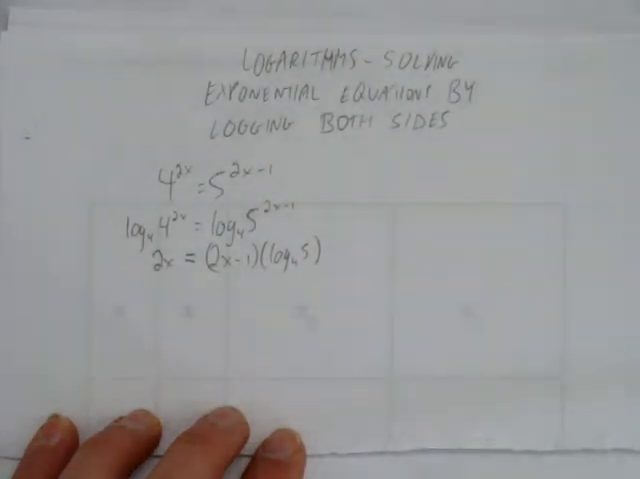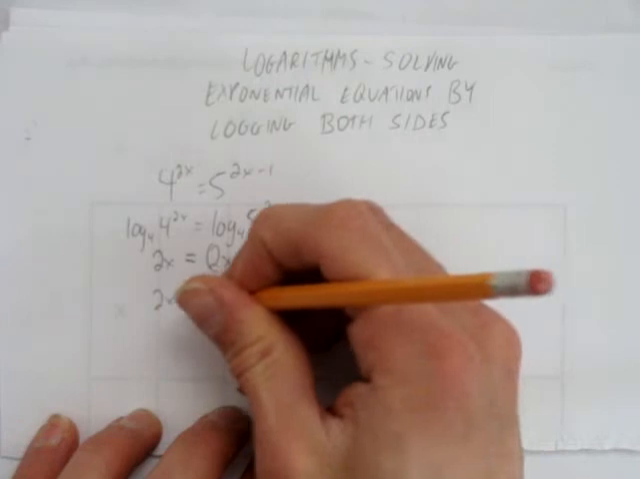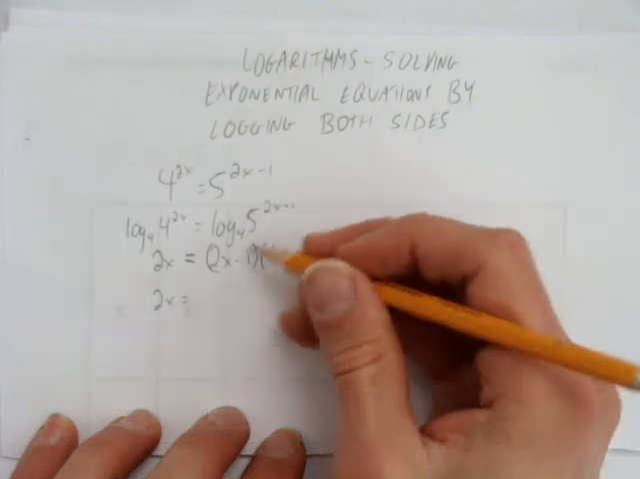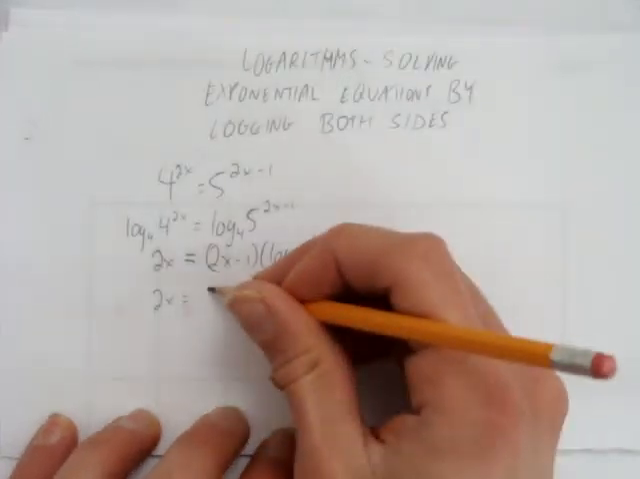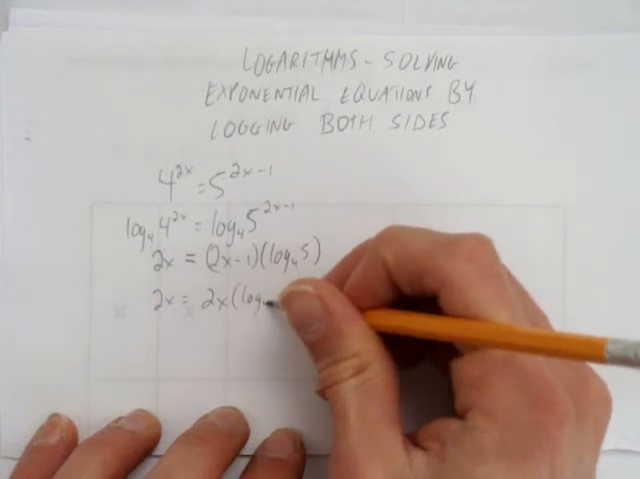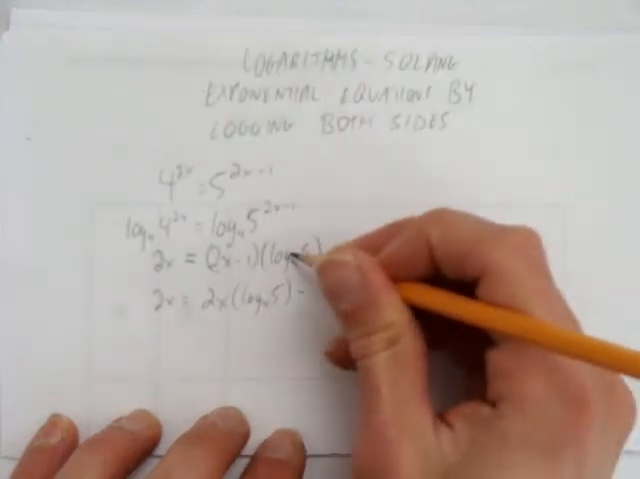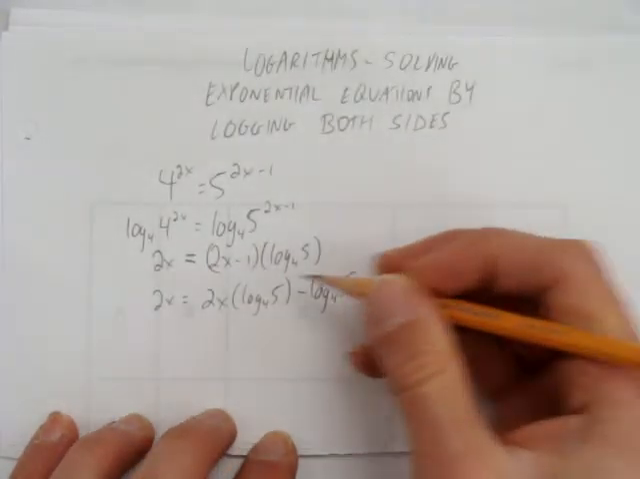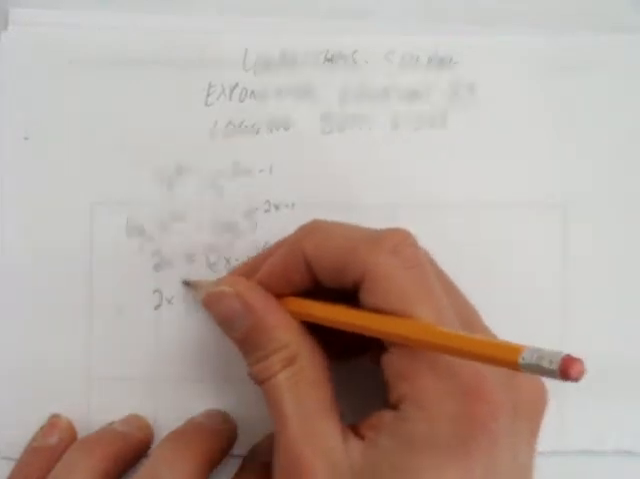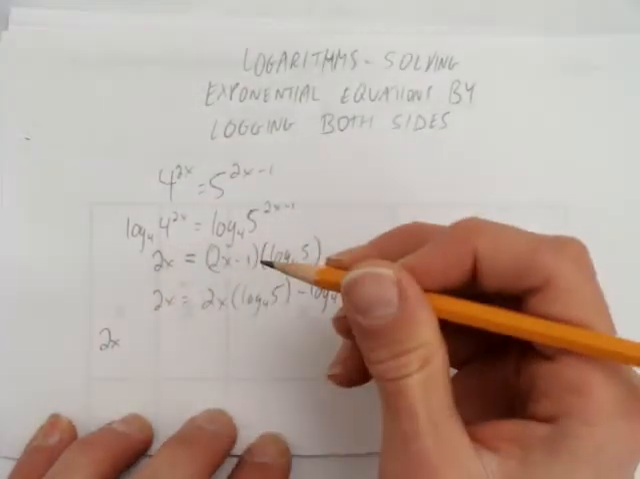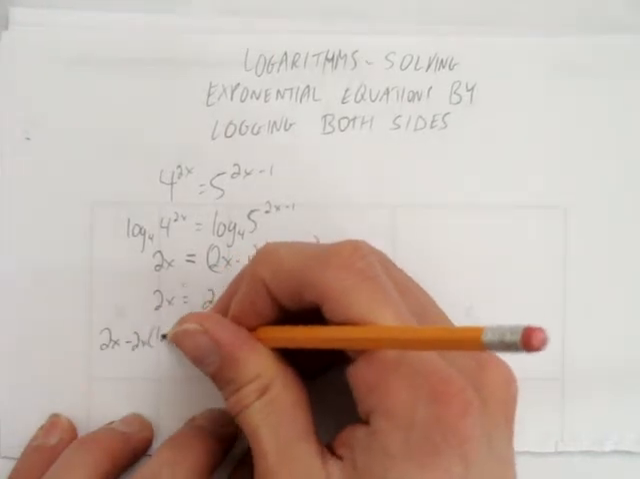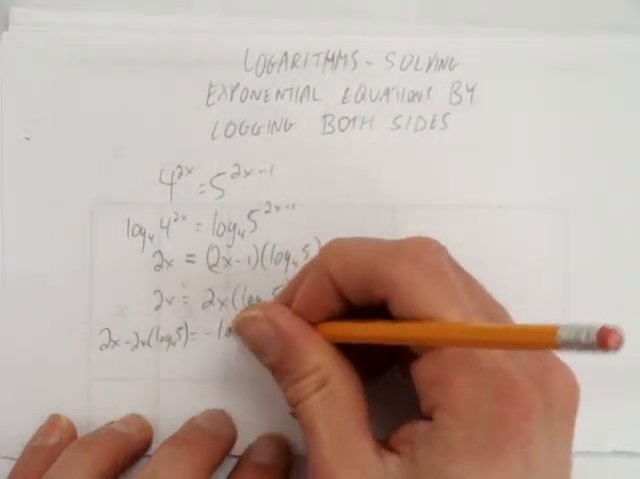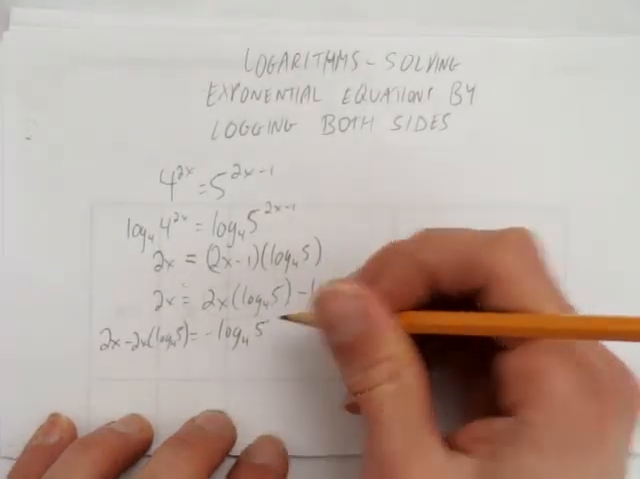Now I want to solve this, but before I do, I have to be careful. This 2x minus 1 times log base 4 of 5 came from the exponent, but I need to distribute here. This is 2x times log base 4 of 5 minus 1, or just minus log base 4 of 5. I'm going to move this whole item over to the other side, and when I do that I'll get 2x minus 2x times log base 4 of 5 equals negative log base 4 of 5.